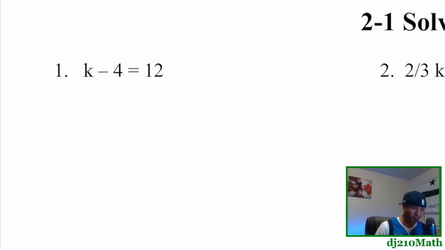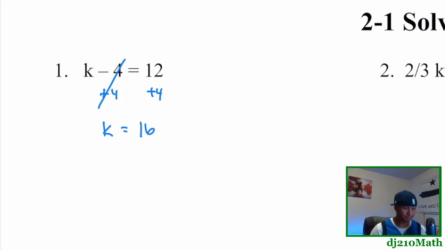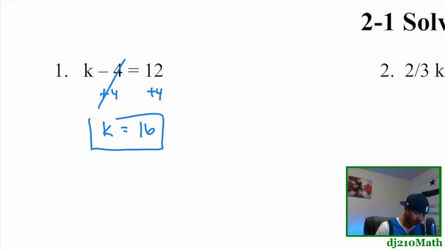So I have to move the 4. So we have to do the opposite of whatever operation is the 4. So this is minus 4, so I'm going to add 4 to both sides. So it cancels. K is equal to 12 plus 4, in this case is 16. All right.